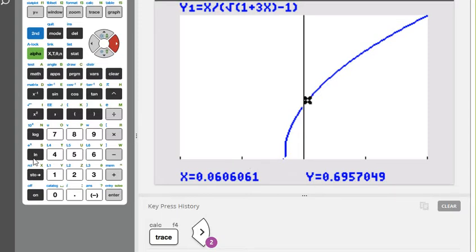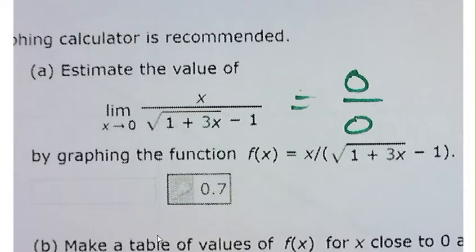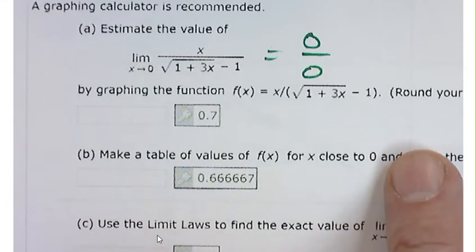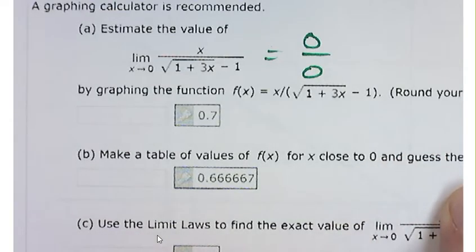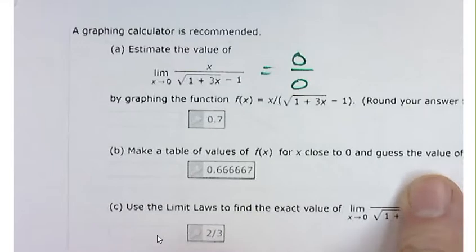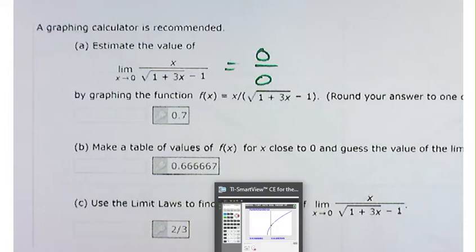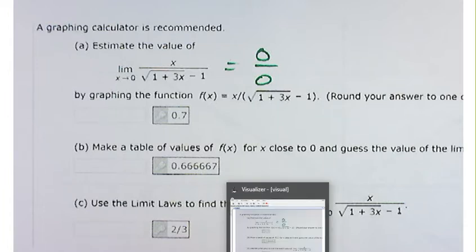Okay. Well, let's see what else they ask us here. It says make a table of values for x getting closer to 0 and guess the value of the limit. So this is another great question. And every time I say great question, I'm trying to give you a big hint as to the kinds of things that I would ask on an exam.